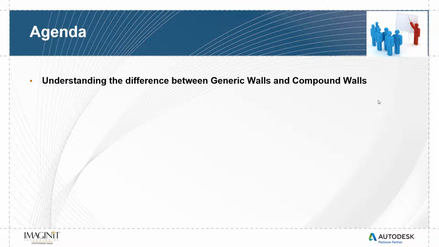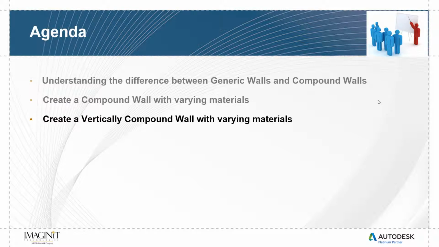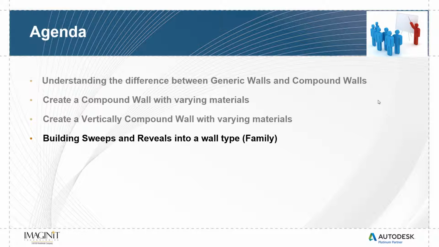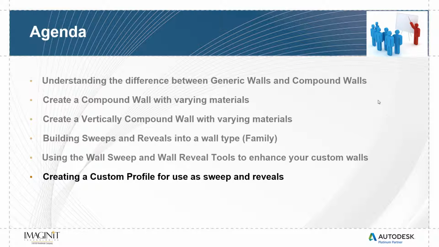Okay. So here's our agenda. Let's talk about the differences between a generic wall and a compound wall. We're going to create a compound wall with varying materials. We're going to create a vertical compound wall with varying materials. We're going to get into sweeps and reveals within the wall family and outside the wall family. Also talk about editing of those as well. Given time, we'll create a custom profile. We'll see where we're at. That would be like getting into families and creating that.